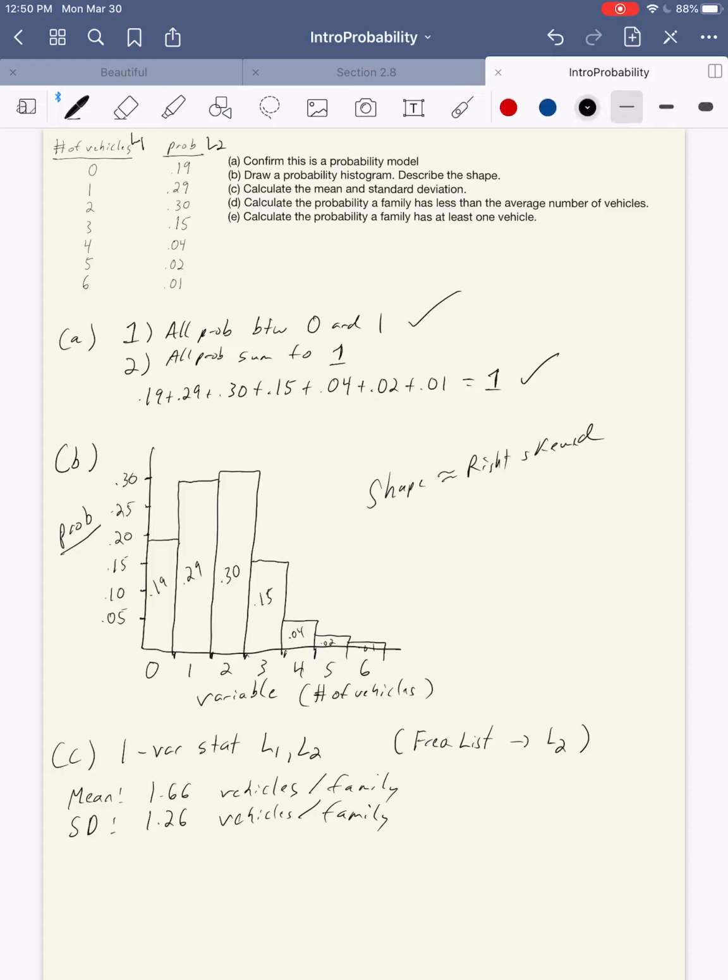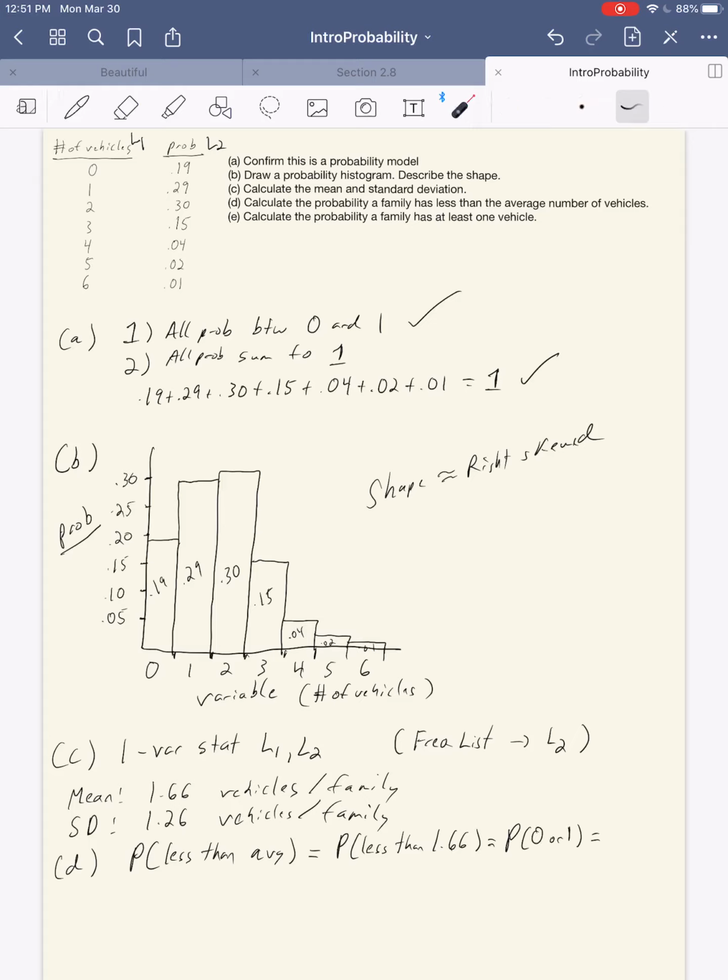All right, let's calculate a couple of probabilities here. For D, we want to get the probability they have less than average. Well, what was the average? So that means it's less than 1.66. Well, how would you have less than 1.66? That means you would either have 0 or 1. So this is going to be the probability of 0 or 1.